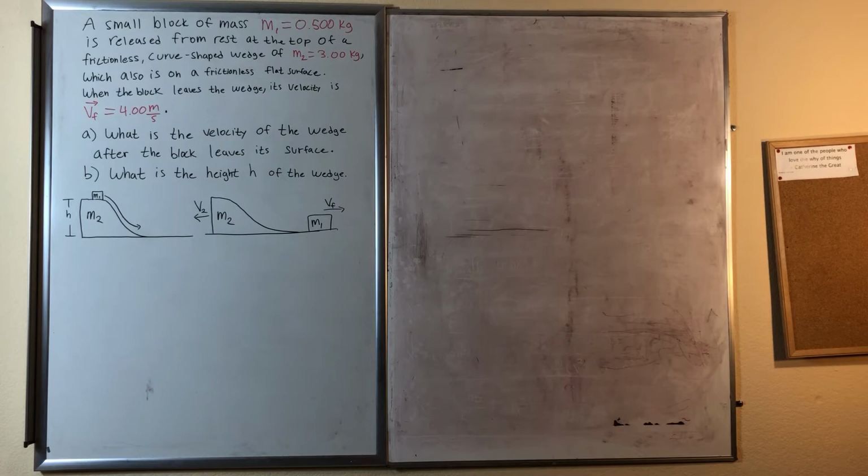There is quite a lot to deal with, so let's write down some variables. The mass m sub 1 equals 0.5 kilograms, m sub 2 equals 3 kilograms, height initial equals h, and height final equals 0. The velocity sub 1 initial equals 0, and the velocity sub 2 initial also equals 0. The velocity sub 1 final equals 4 meters per second, and the velocity sub 2 final equals unknown. That's what we are trying to solve for part A.